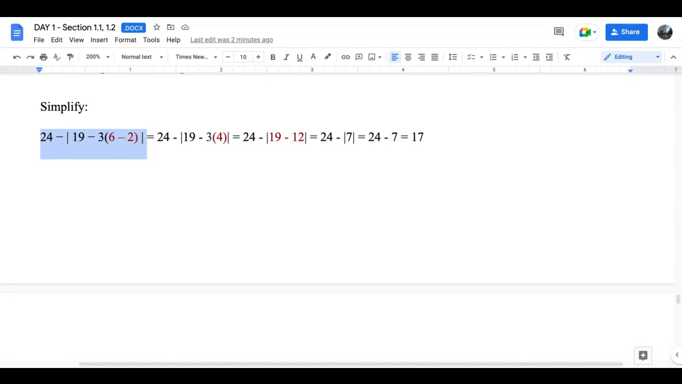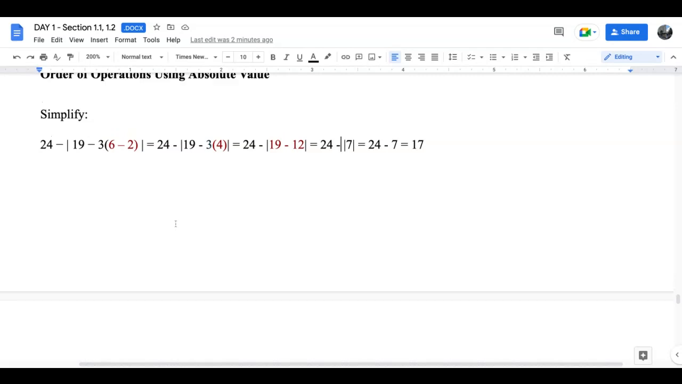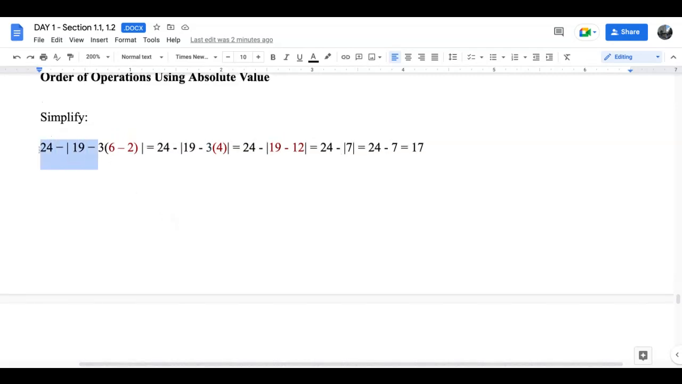So inside the absolute value sign, we see parentheses. So we should always do parentheses first. So we do 6 minus 2, that would be 4. Negative 3 times 4, negative 12. Right? So 3 times 4, then that's negative 12. 19 minus 12, that's 7. Absolute value of 7 is 7. 24 minus 7, that's 17. Right, which is just following the order of operations.